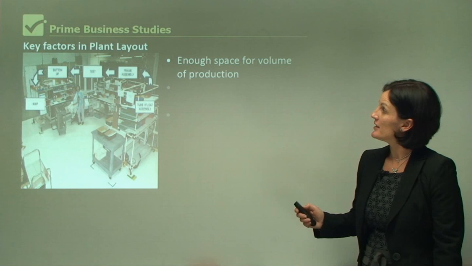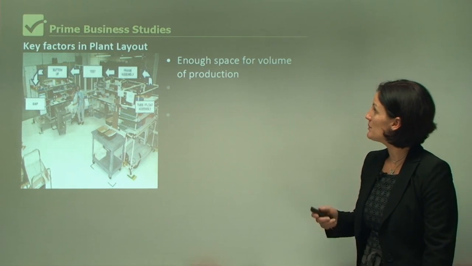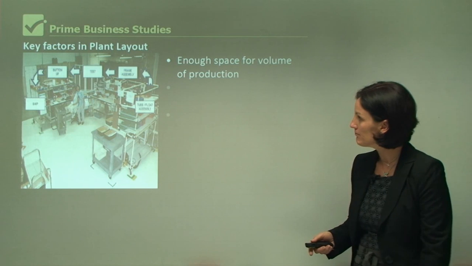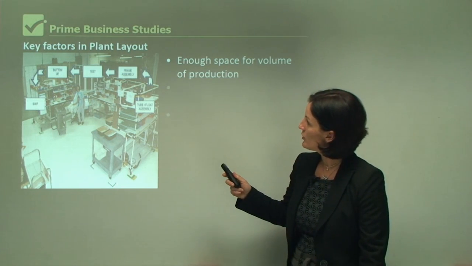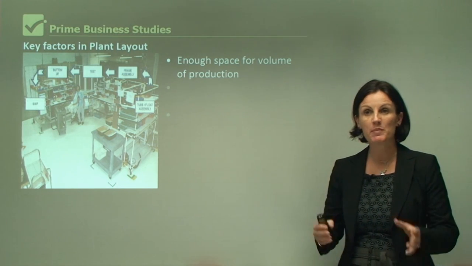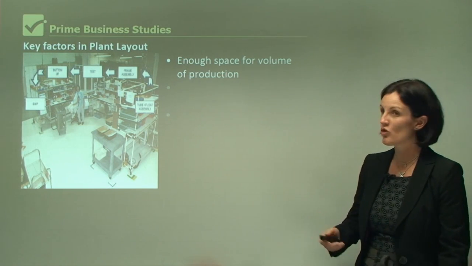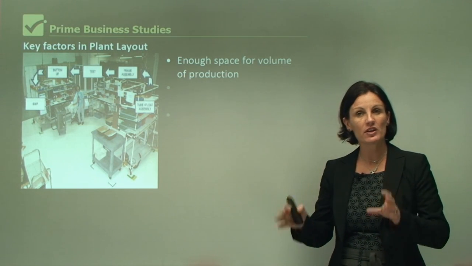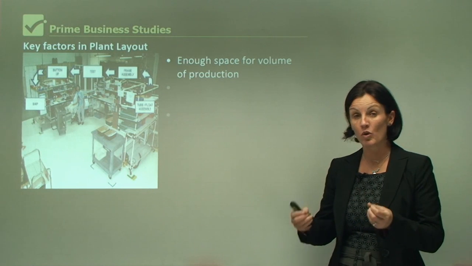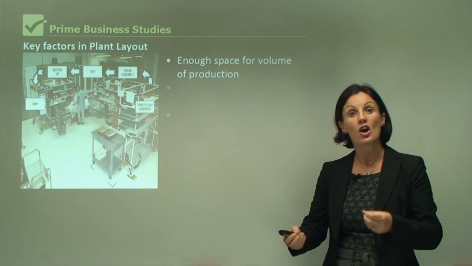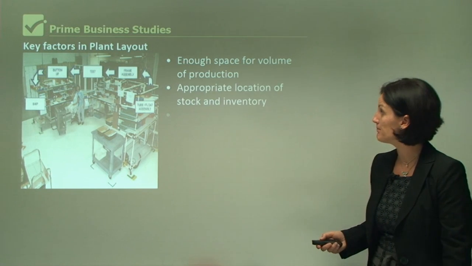Some of the key factors in plant layout is that there must be enough space for volume of production. So when I design my product and then I think about the space I'm going to use to make that product, I have to make sure I've got enough space, because if there's not enough space, that can make the workplace quite dangerous, or it can affect the efficiency of the operations process.